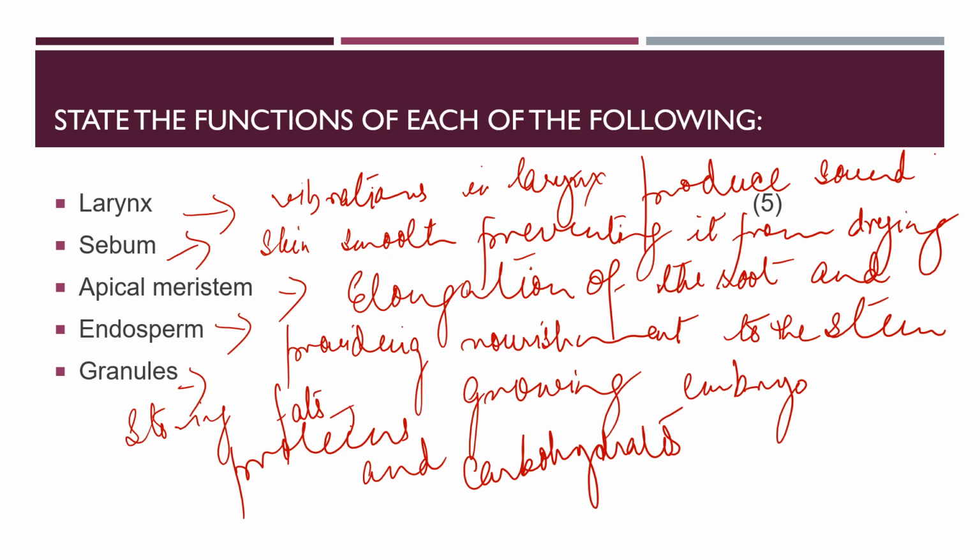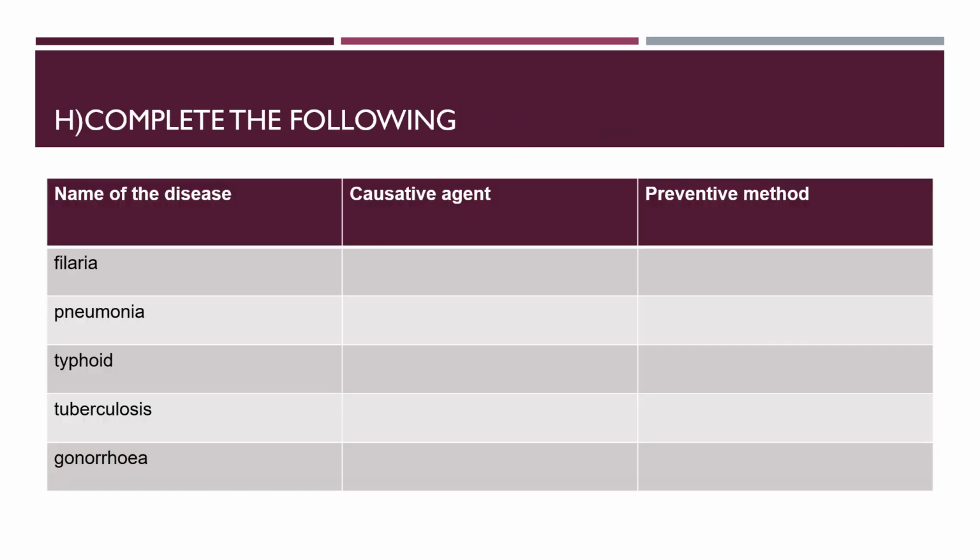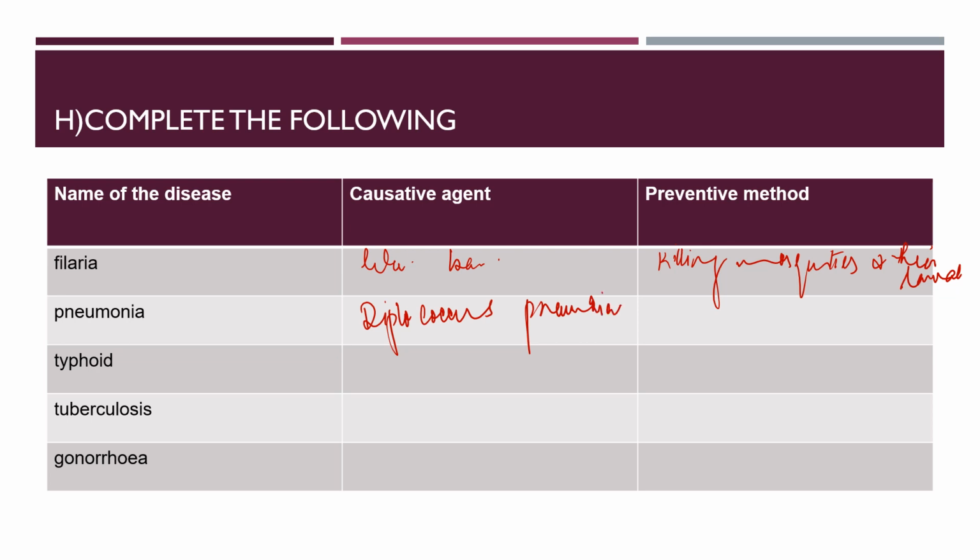Now let us move on to the next one. Here complete the following. Name the disease. Filaria: the causative agent is Wuchereria bancrofti, and the preventive measure is killing mosquitoes and their larvae. So you should protect yourself from the mosquitoes. Pneumonia: the causative agent is Diplococcus pneumoniae, and the preventive measure is antibiotics.